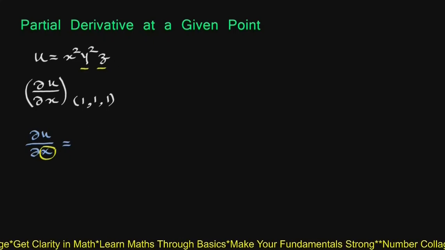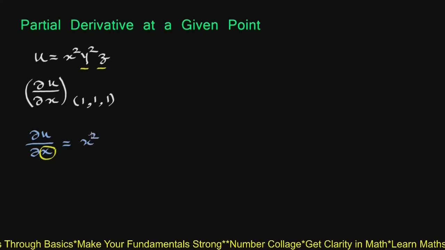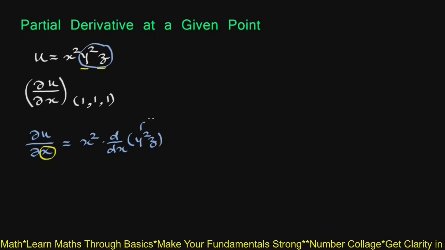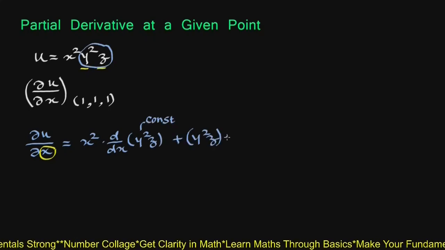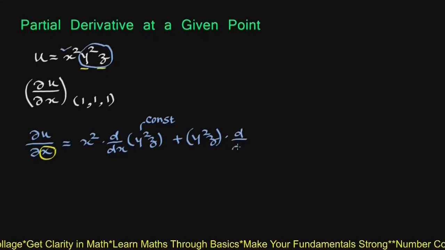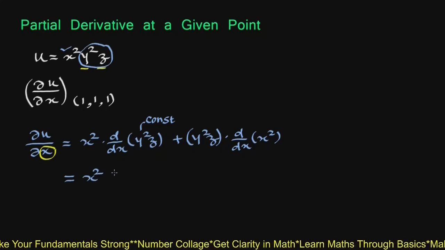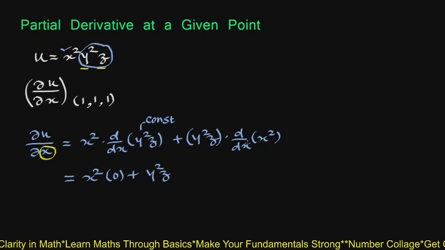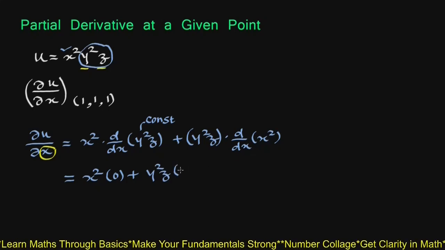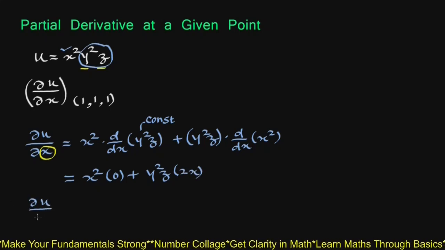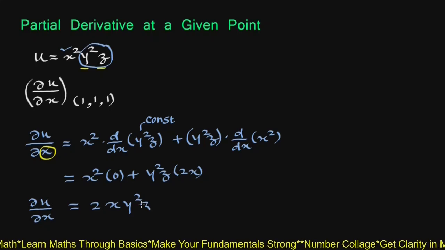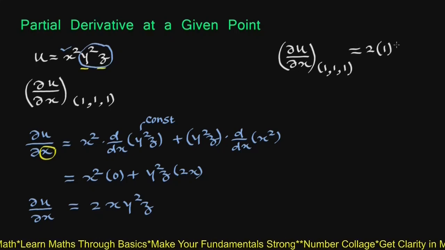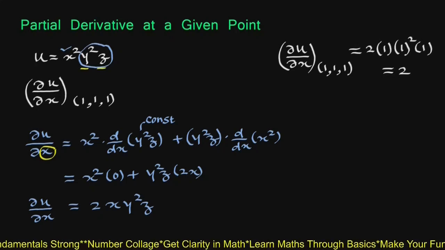So here ∂u/∂x will be, by product rule, first function x² into d/dx of this group y²z, which is to be treated as constant, plus y²z into derivative of x², d/dx of x². This will be x². Derivative of constant is 0, plus y²z into derivative of x² with respect to x, which is 2x. So ∂u/∂x will be 2xy²z, and ∂u/∂x at point (1, 1, 1) will be 2 into 1² into 1, 2.